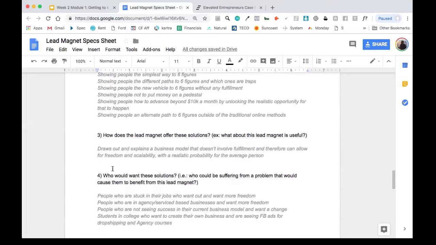People, students in college who want to create their own business, are seeing Facebook ads for drop shipping and agencies, and they're going to get set up to really fail most likely with those because, like you all know, you're building yourself a golden palace with those business models.